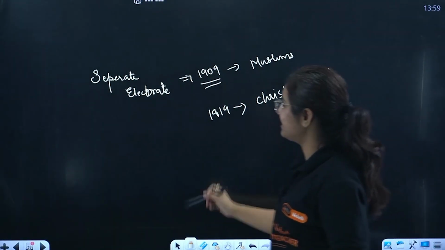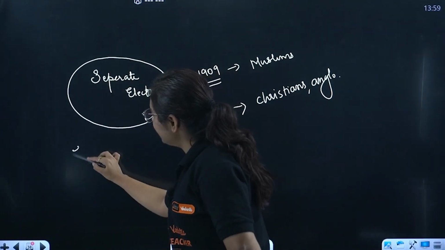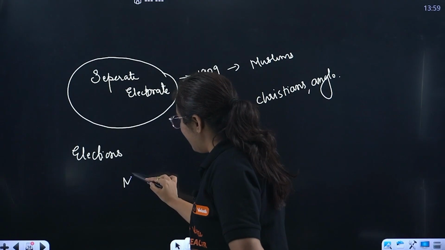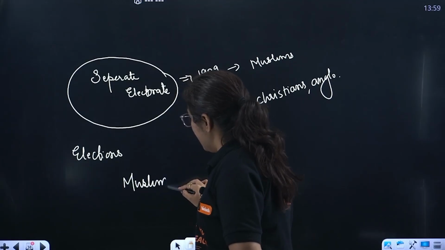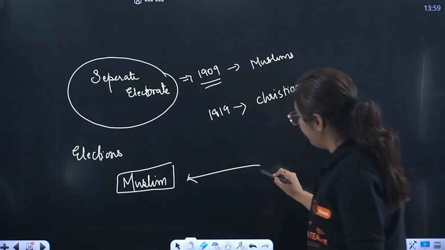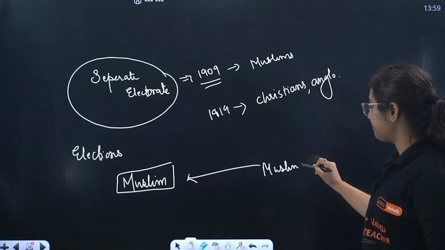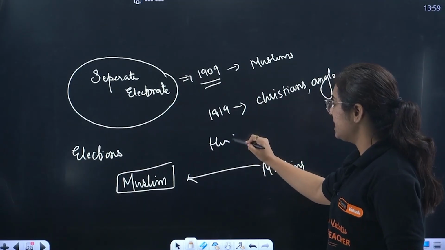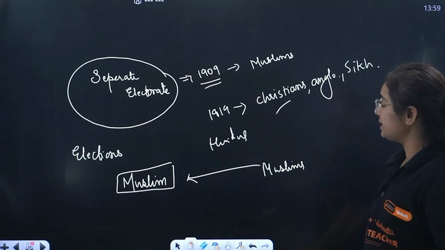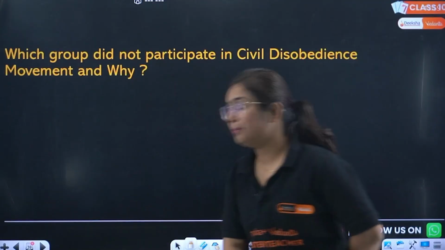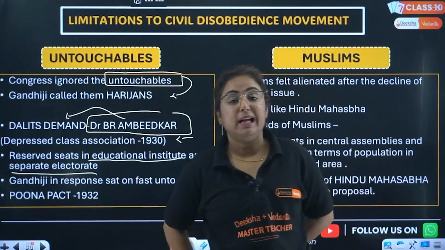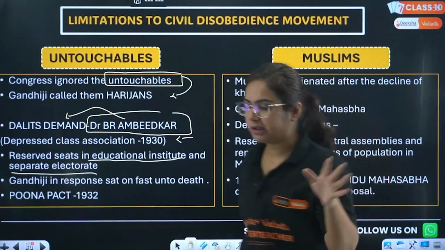Now what is this separate electorate? Whenever there will be elections, if a Muslim candidate is fighting for a seat, who will vote? Only the Muslims are going to vote. Similar is for Hindus, similar is for Sikhs even, similar is for Christians. Now, here Dr. B.R. Ambedkar's demand included separate electorate for what? Dalits also.